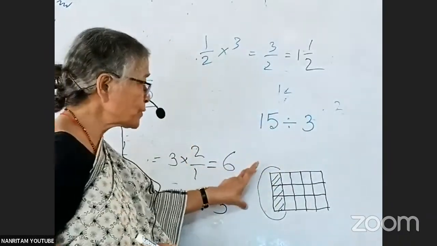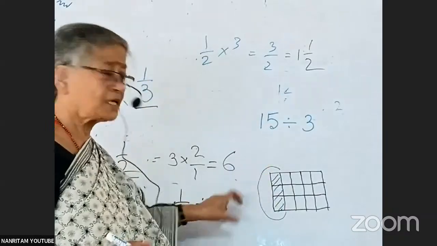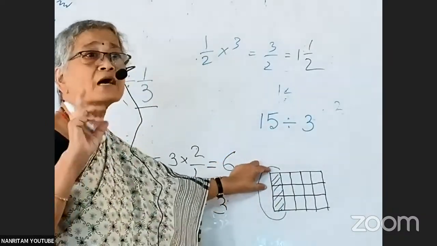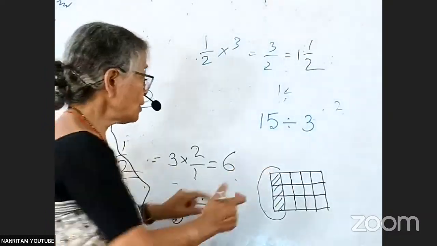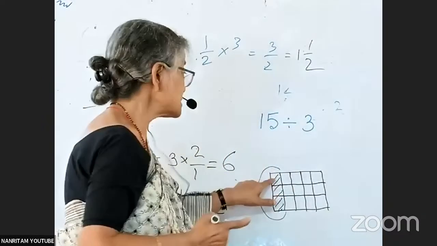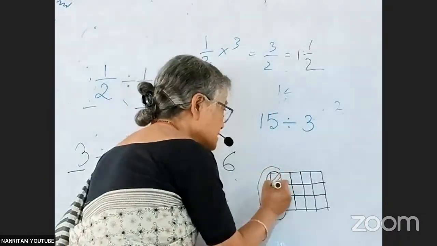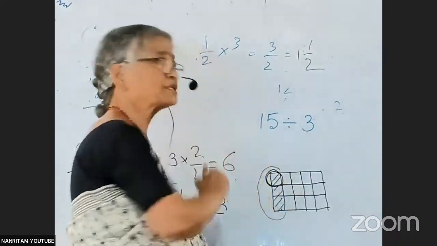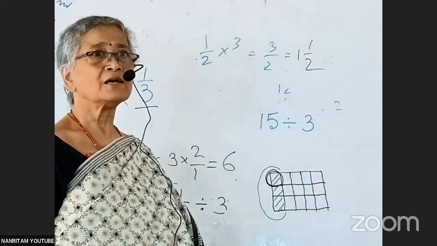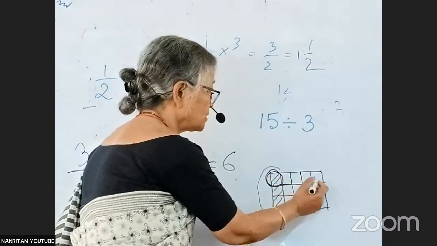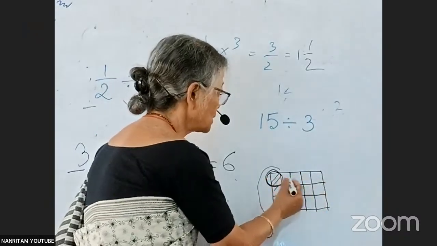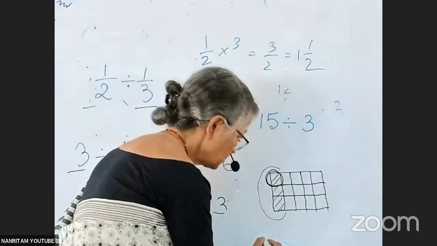Same way, 1/5 gets divided among 3. How much each one will get is the answer. You understand this problem? So what is the answer? So this is this. So what is the fraction of this? 1/16. So what is the total number of equal divisions: 1, 2, 3, 4, 5, 3.